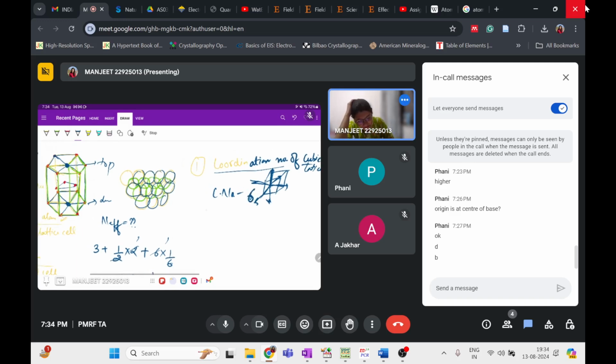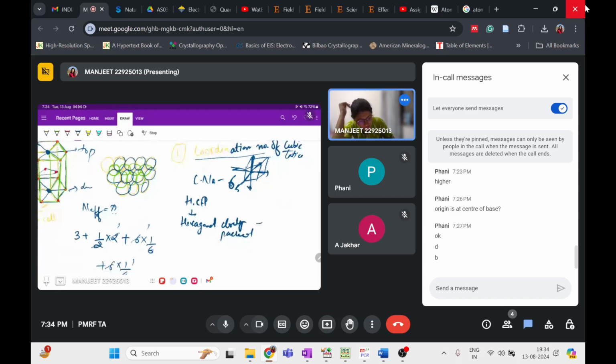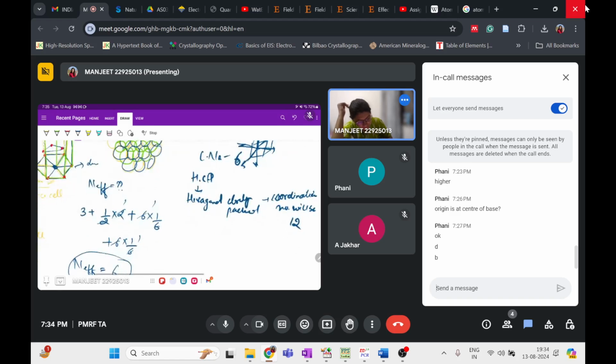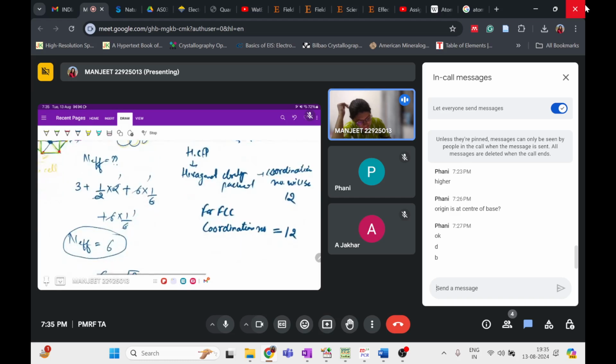For the HCP, that is hexagonal closely packed, the coordination number will be 12. For the FCC, remember this thing, it will be helpful for you: the coordination number will be 12, the same thing, because they have the same atomic packing fraction as well.